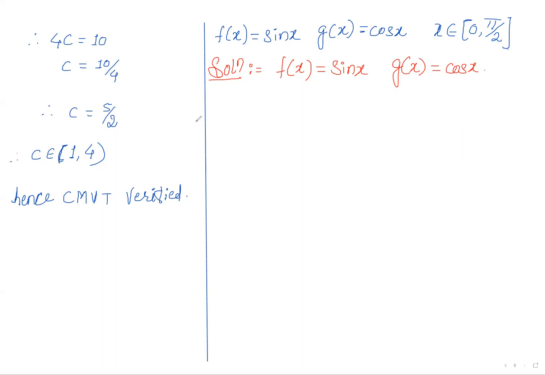C equal to pi by 4. Okay, C is equal to 5/4, right? Okay, let us solve it here. f of x is equal to sin x, g of x is equal to cos x. Then taking the derivative of f of x, f dash of x is equal to the derivative of sin x, which is cos x. Then g dash of x is equal to minus sin x.